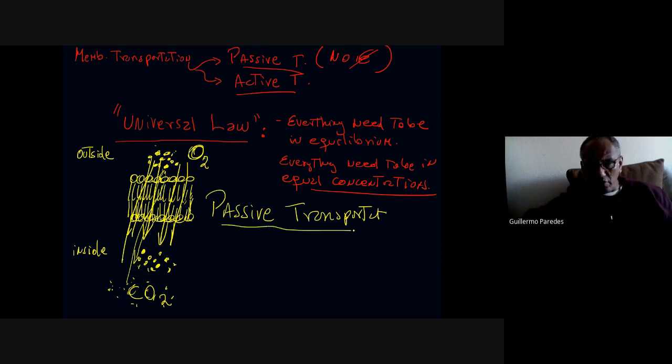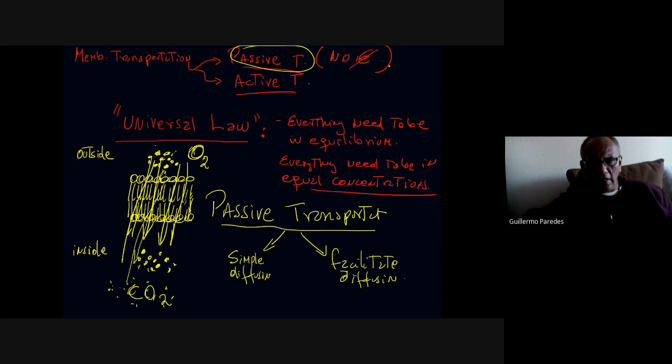All right, so in conclusion, the passive transportation is going to be subdivided into the simple diffusion and the facilitated diffusion. Don't worry, I'm going to make it simple. So you have the passive transportation here. The passive transportation does not need energy. We have simple diffusion and we have facilitated diffusion. The best example of simple diffusion is going to be the gas exchange.